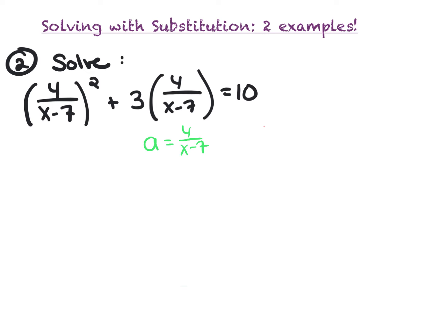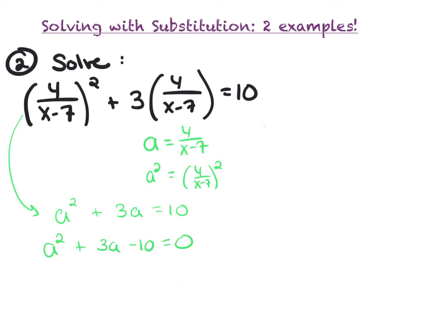And that also, if you notice, gives us a squared is 4 over x minus 7 quantity squared. So if we were to rewrite our question in terms of a's, we would have a squared plus 3a equals 10. Much nicer. Now, like the previous examples, we have a quadratic equation. We can start by getting 0 on one side so that we either factor or use the quadratic formula. So a squared plus 3a minus 10 equals 0.